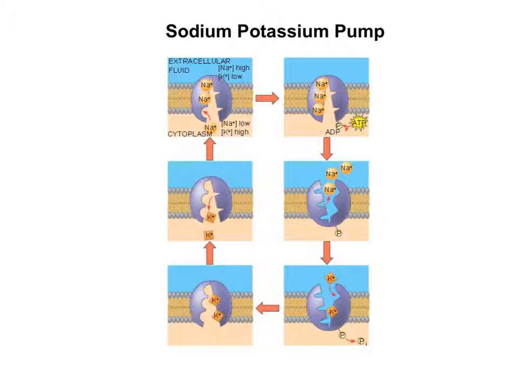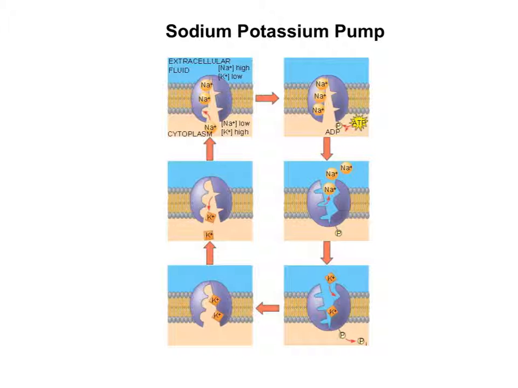So we're going from different concentrations and different shapes of the pump. The pump is the purple part, just in case you didn't know. And Na is sodium and K is potassium. And for the last part, the extracellular potassium binds to the protein, triggering release of the phosphate group.